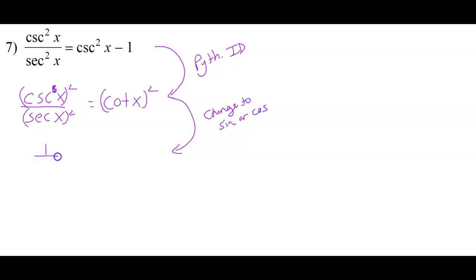So I'm going to have 1 over sine of x squared, 1 over cosine of x squared is equal to cosine of x squared over sine of x squared. All right, now what? Well, we have a complex fraction, so I'm going to multiply the top and the bottom of my complex fraction by cosine of x squared.